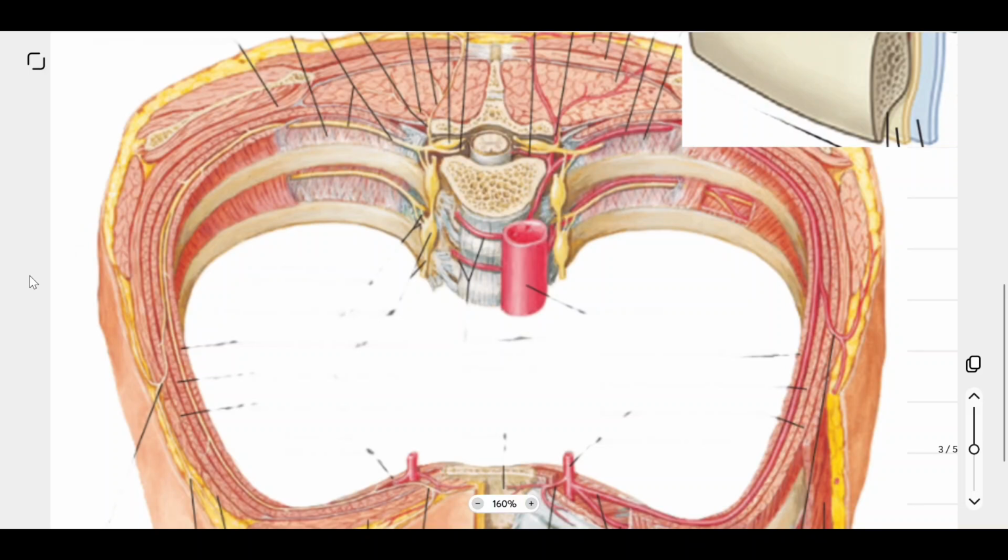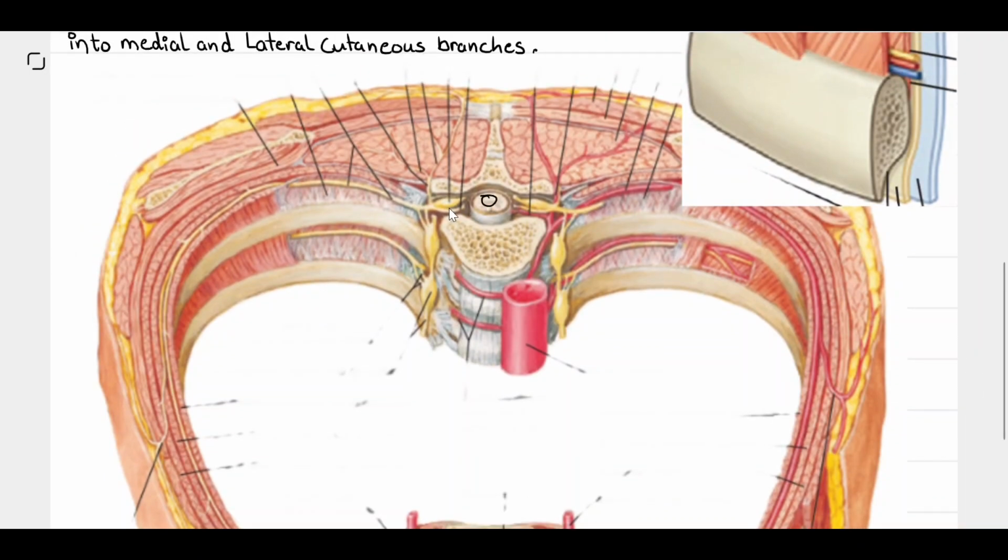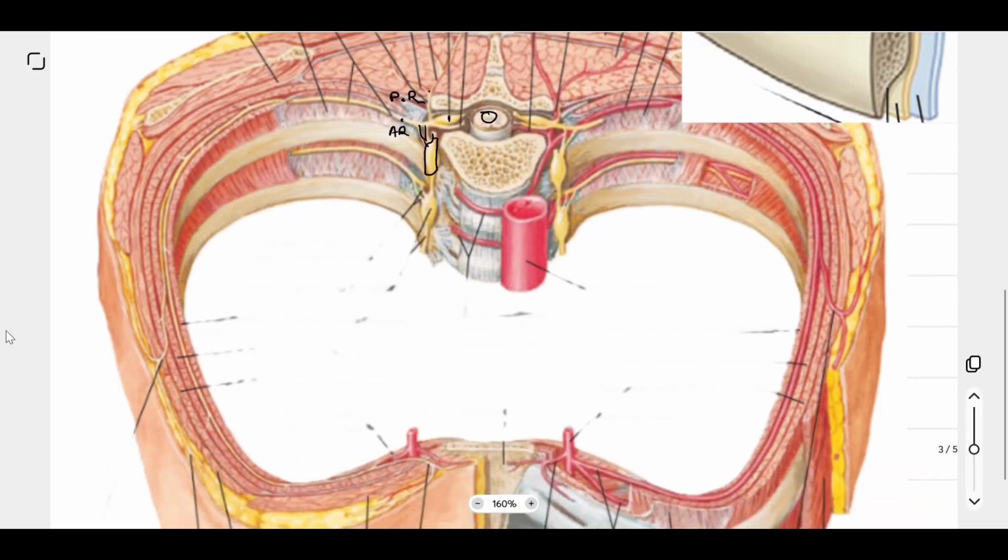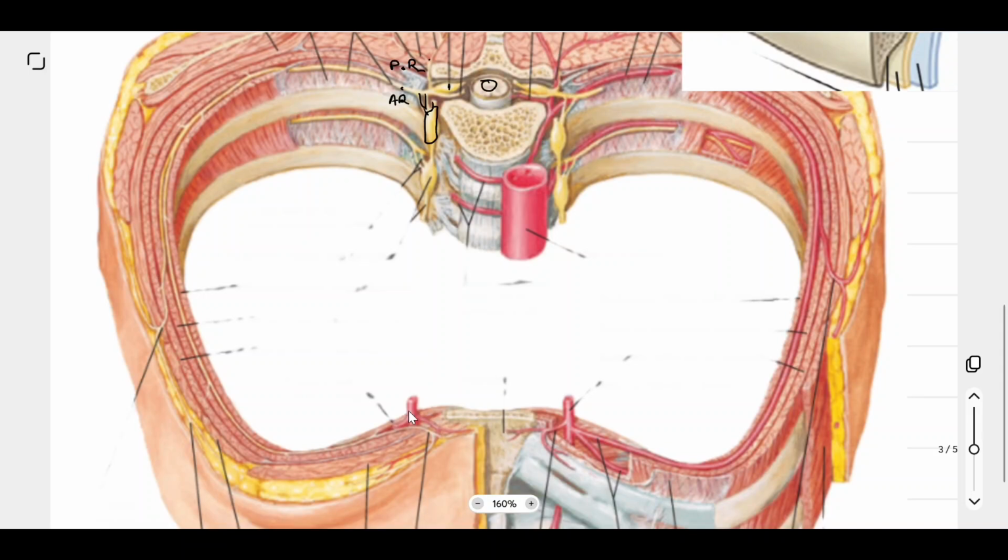This one is our spinal cord. This is the spinal ganglion, and this is our anterior rami, and this is the posterior rami. This spinal nerve gives the branch to the spinal ganglion, which I have also told you earlier. It then goes forward in front of the thoracic vessels and gives its branch called the anterior cutaneous branch.